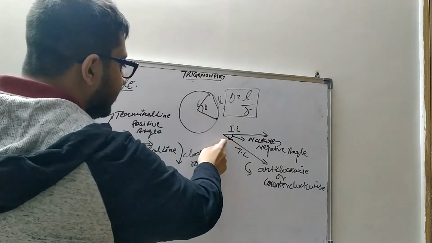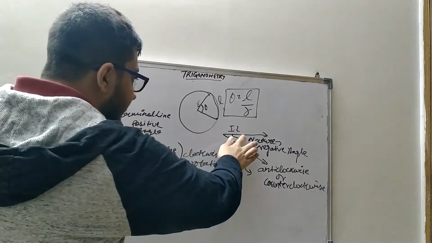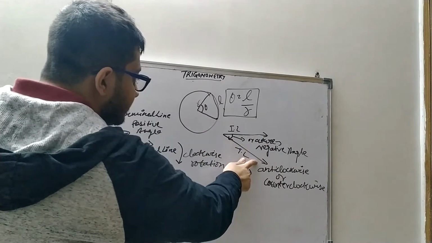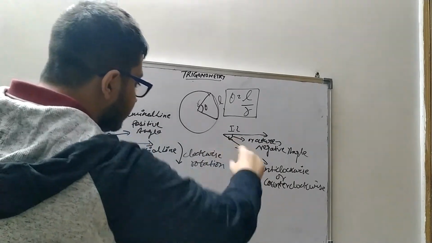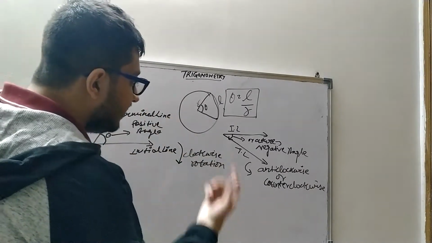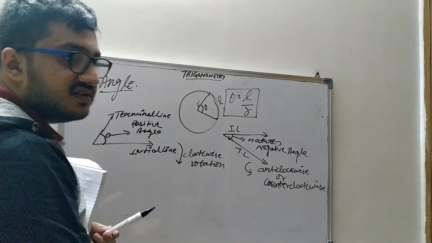And here the scene is opposite. The line starts from here and terminates here, and the angle swept, then the nature of the angle will be negative, and it rotates in anti-clockwise or counterclockwise.